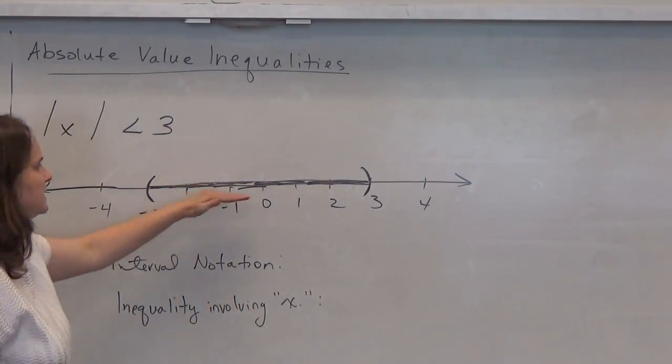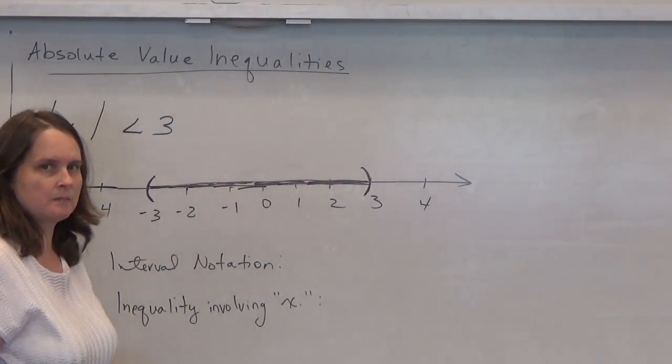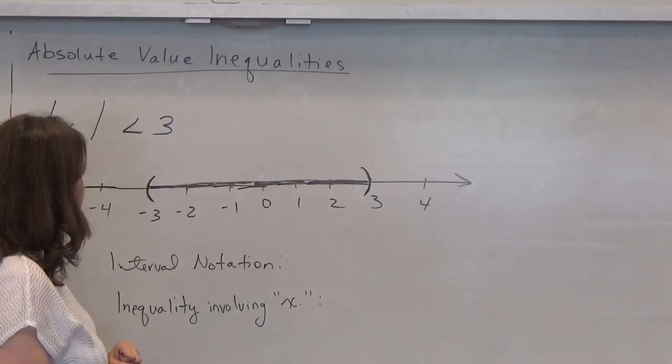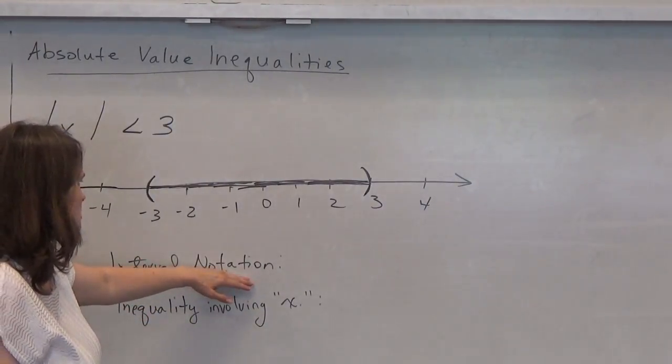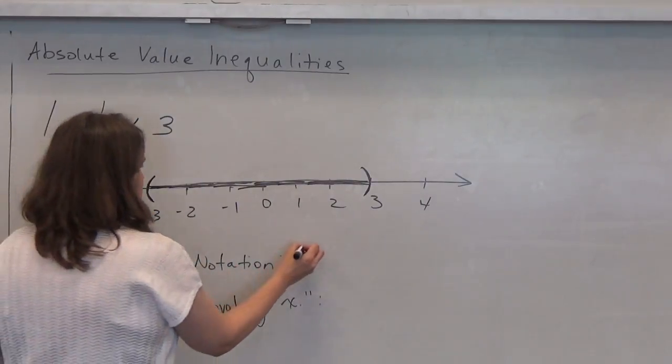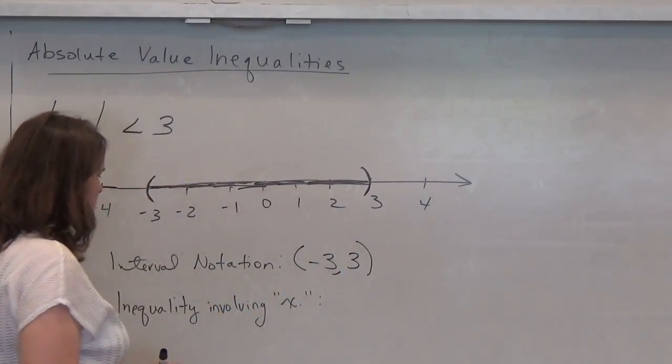How do I write this in interval notation? Make sure you're filling this in your notes, because that's something I'll be checking for. How do you fill this space in? Interval notation, you're going to write this as open parenthesis, negative 3, comma, positive 3, close parenthesis.